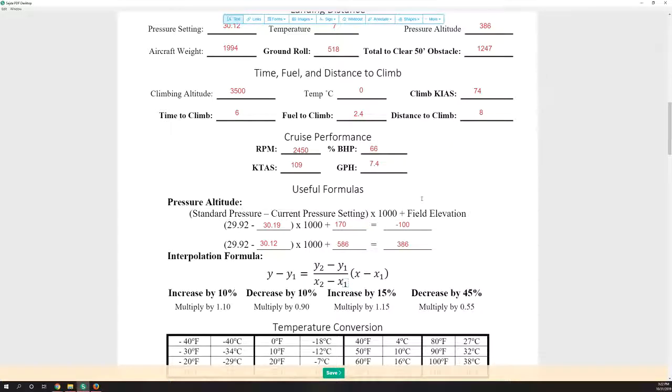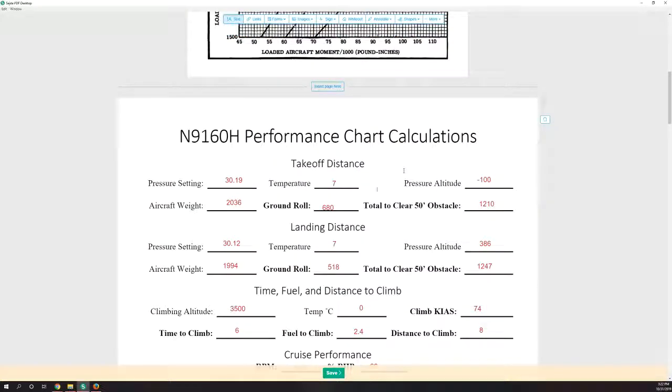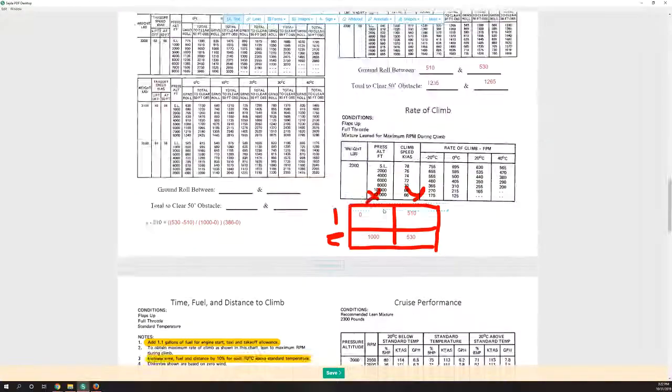So that's all that this chart is. That's all that we really have to calculate for most of our flights, but I'll show you what the rest of these charts are at the back.